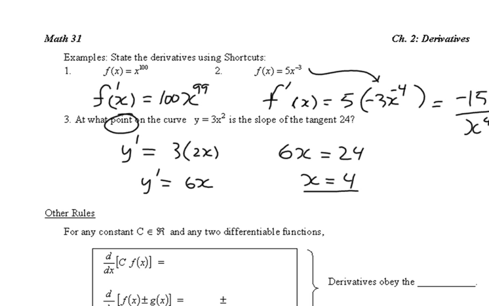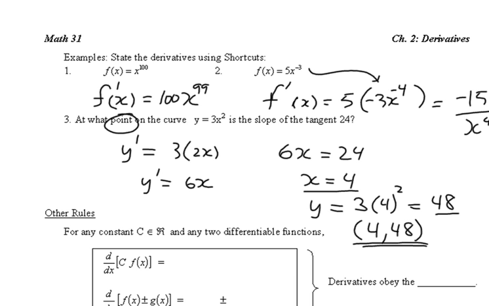Can you remember that somehow? I'm not sure, but the y coordinate is simply found by putting the 4 in for x in the original function. If you got a y coordinate of 48, you're right. So our original point is (4, 48). That's the point of tangency.